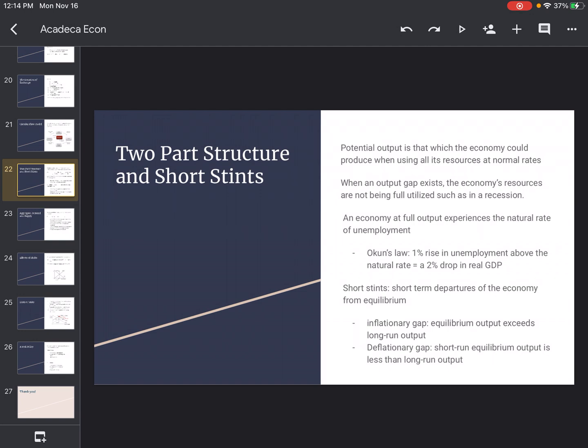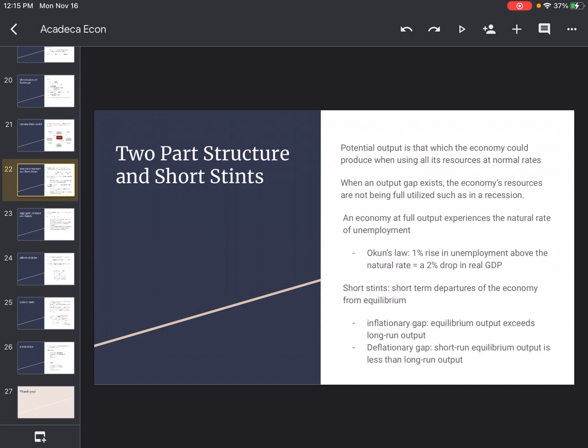So, the two-part structure and stints. Potential output is that which the economy could produce when using all its resources at normal rates. Think of it as a production possibility frontier, like you learned in Macroeconomics. The potential output is along that curve, assuming that all of its resources are being used to the greatest of its ability. An output gap is the actual output minus the potential output, and typically that results in a negative number because we've rarely ever used all of our resources to the best of our ability, so it's typically not a great thing.